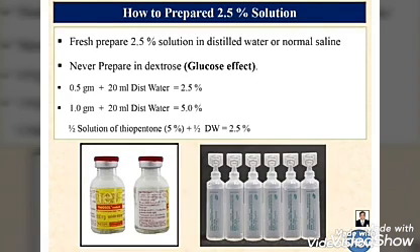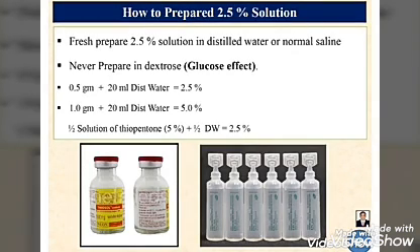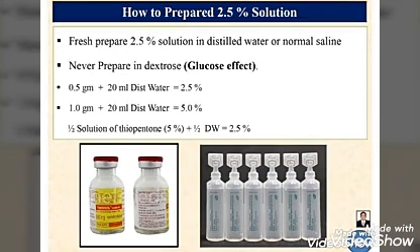So very easy. First make the 5% solution, and when you use it, load half the solution and add the same quantity of distilled water, so it automatically becomes 2.5%. So this is the preparation of the 2.5% solution from the 0.5 gram and 1 gram vials.